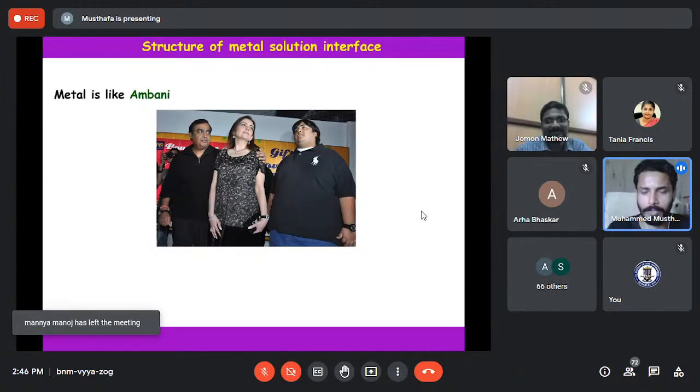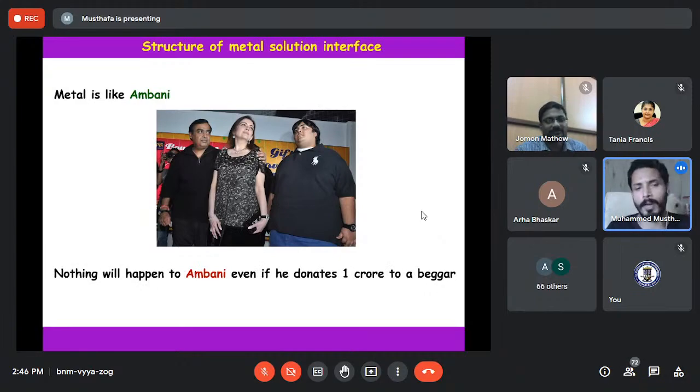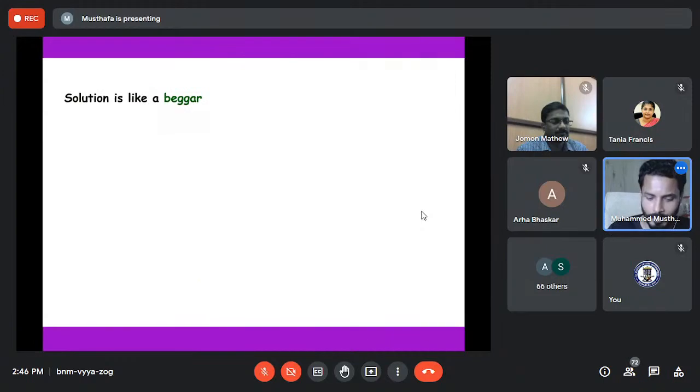I'm sure everybody knows. Nothing will happen to him because he's a super rich guy. Yes, he's a billionaire. Even if he donates 1 crore to a beggar, nothing is going to happen to him. If nothing is going to happen to him, should we worry about him? We should not worry about Ambani. What about the beggar?